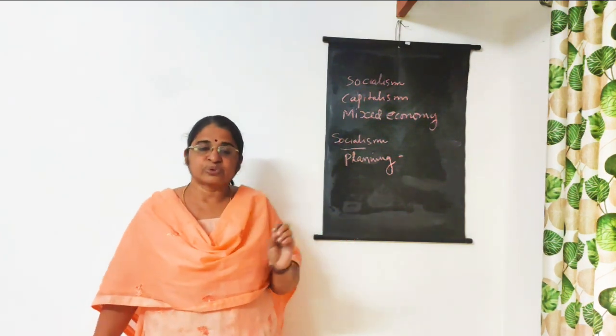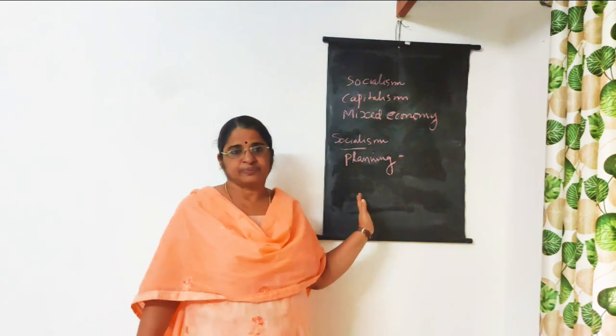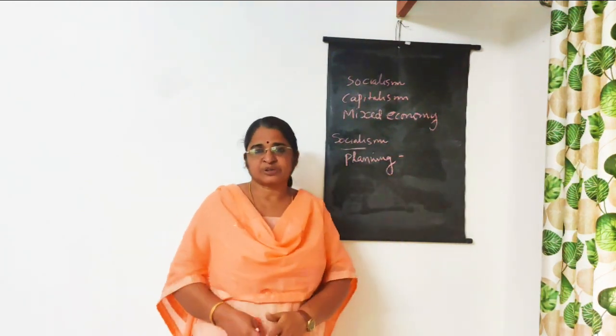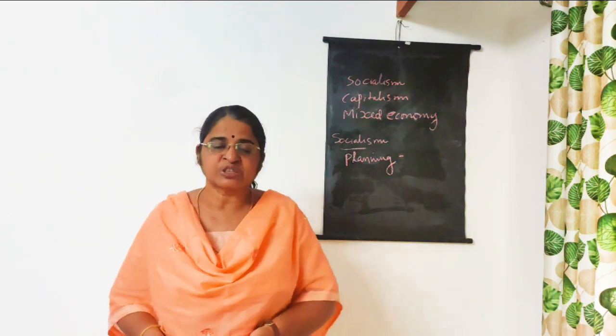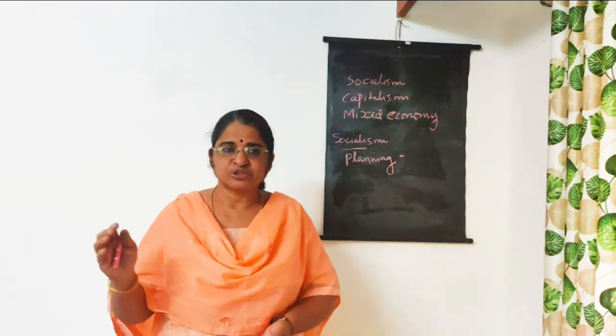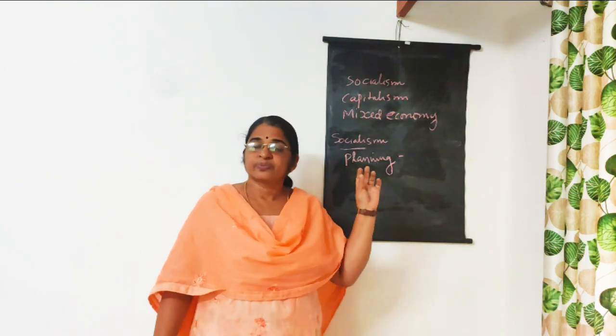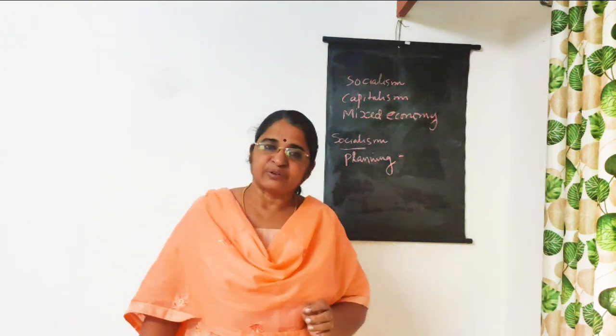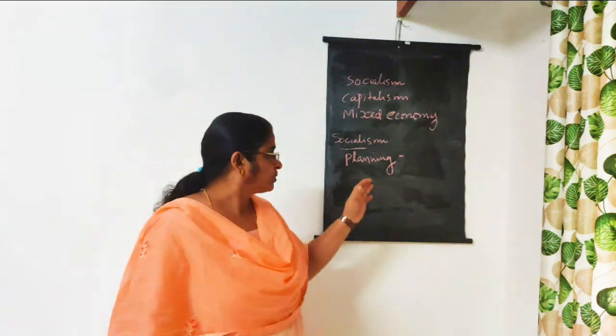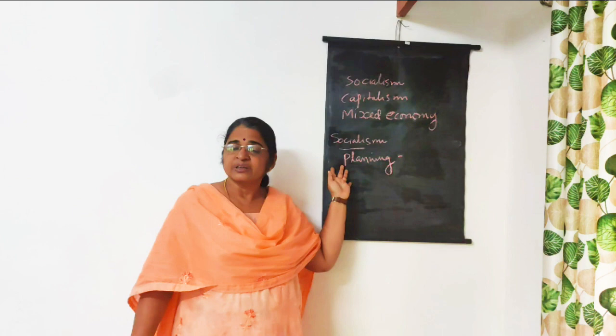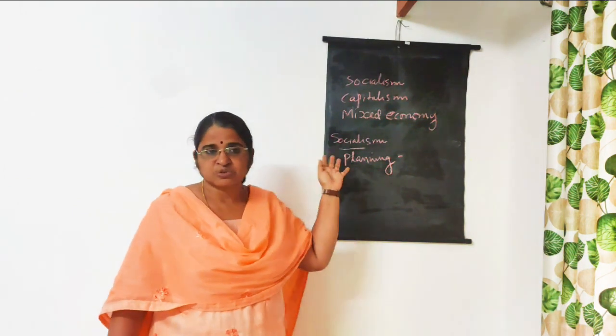The aim of socialist countries is to maximize the welfare of the people. There is no private property, and all the means of production, all the resources are under the control of the government. The government utilizes these resources for the people. The aim of the government is to maximize the welfare of the people. So, under socialism, the central economic problems are solved with the help of the planning mechanism.